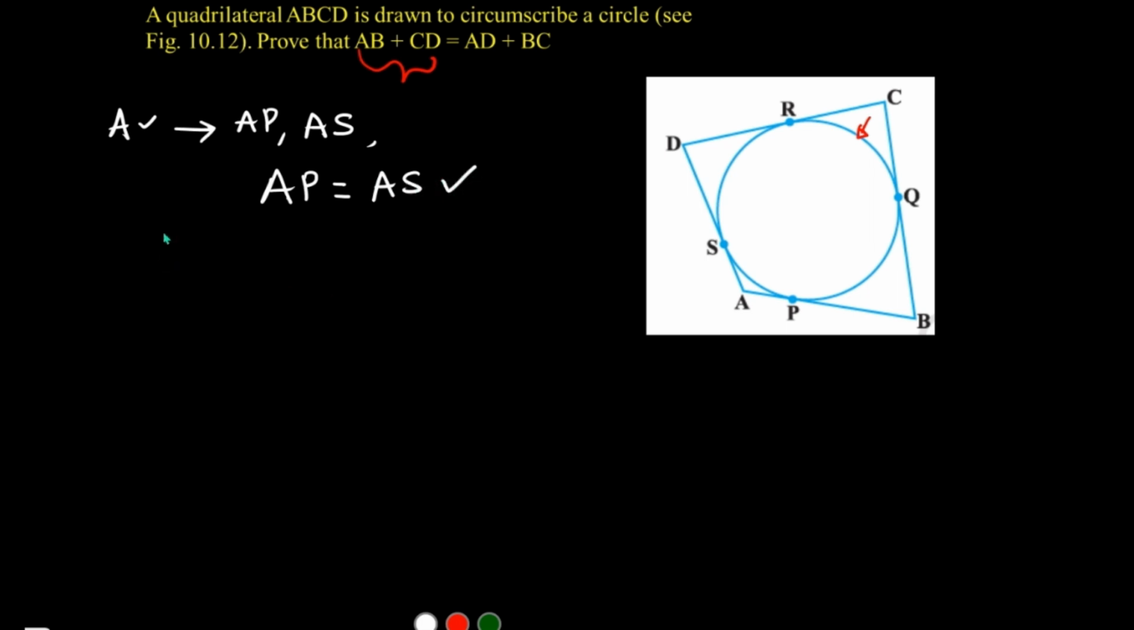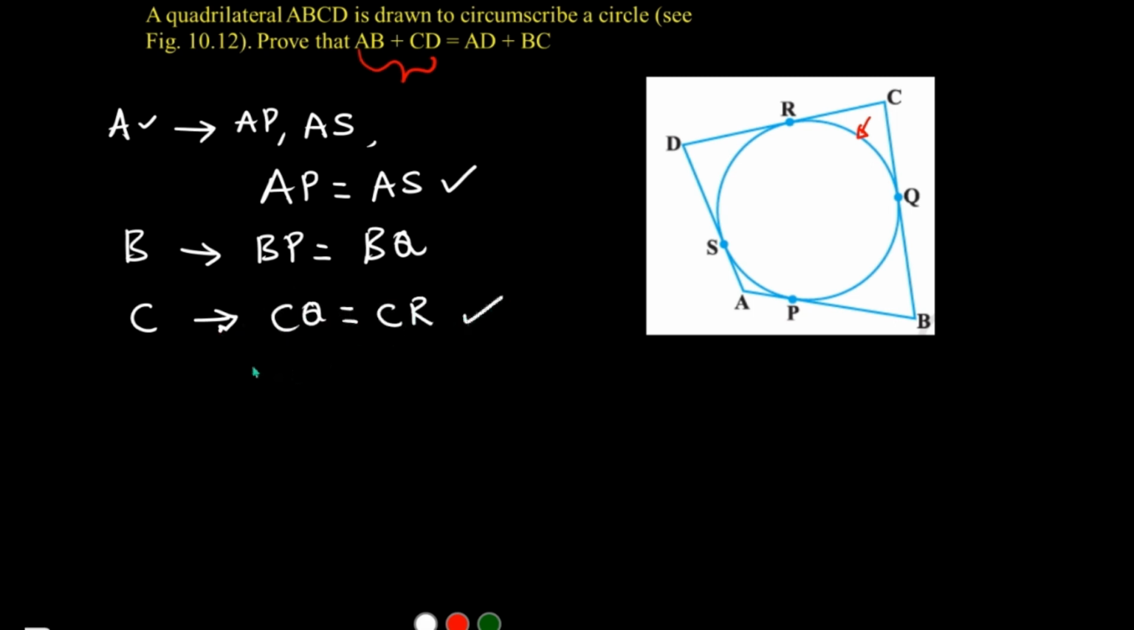Similarly, from the point B, we have also drawn two tangents, so BP equals BQ. Similarly, from the point C, it is CQ equals CR. And from the point D, similarly, it is DR equals DS. So all these distances are the same.